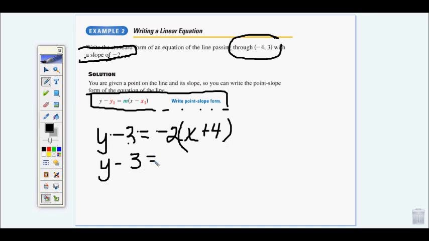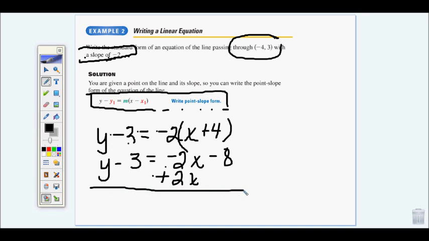Left side stays the same. I get negative 2x minus 8 on the right-hand side. And to put in standard form, I want to get my variables with their coefficients on one side, the left side, and I want to get my constant terms on the right. So I'll move my variable first. I would recommend doing this in 2 steps.